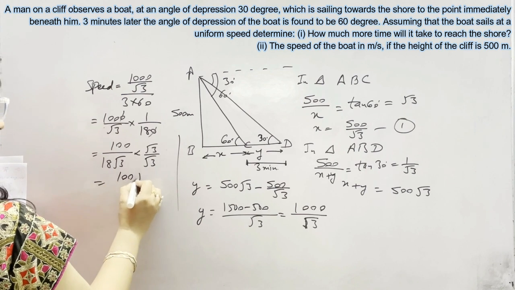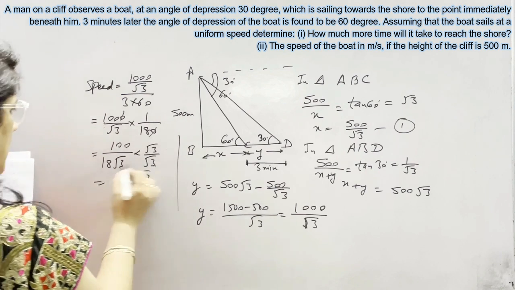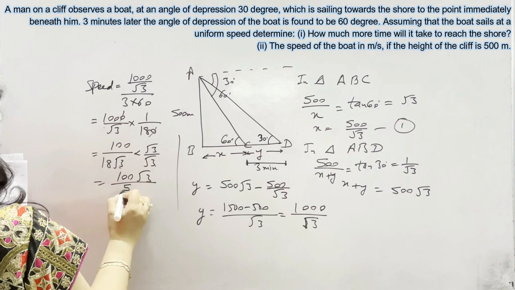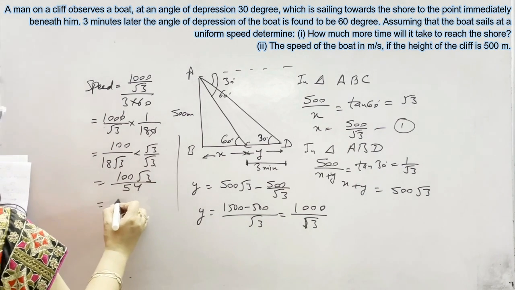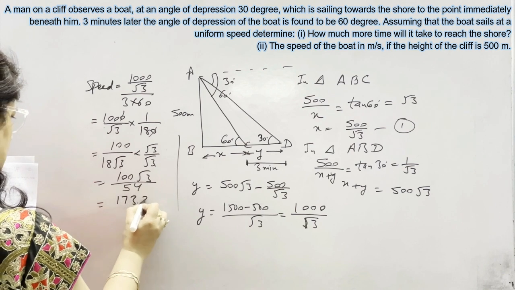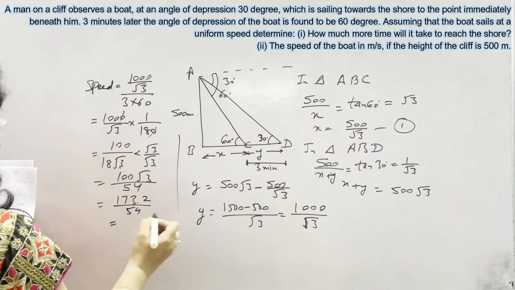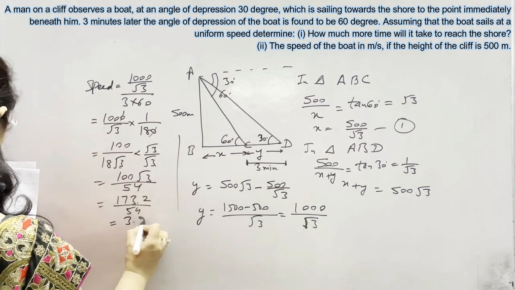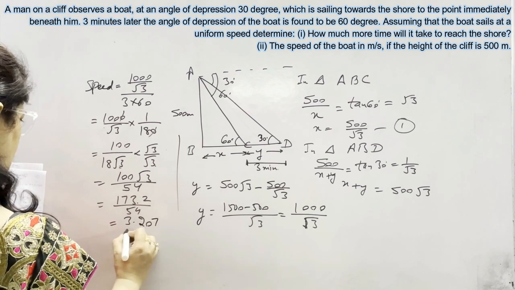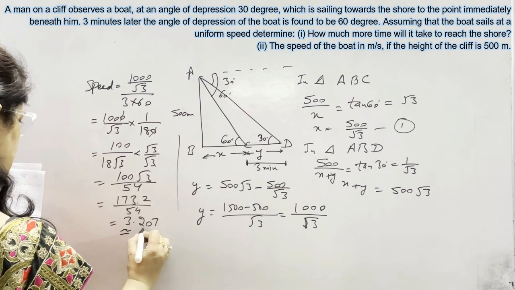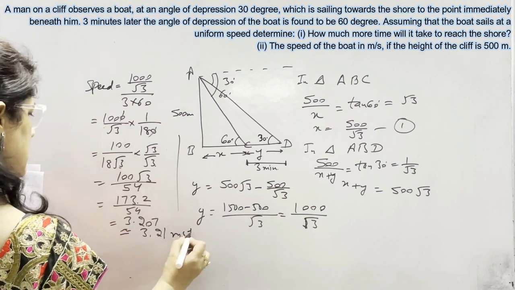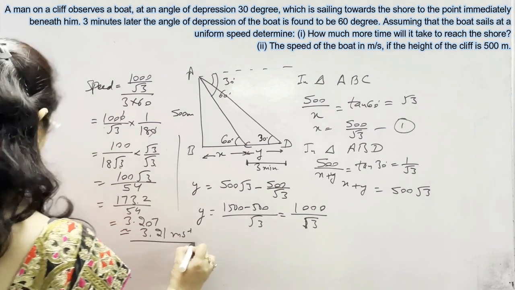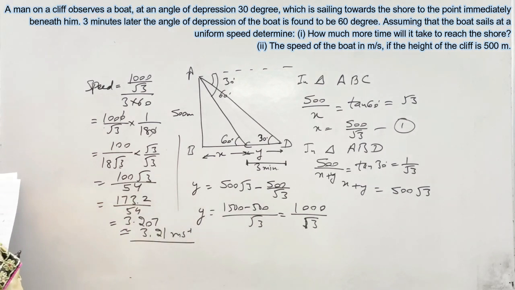So 100 under root 3. Now here 3 into 18. It means 54. So 1.732 into 100. It means 173.2 divided by 54 and 3.207, or you can say approximately 3.21 meter per second is the speed of the boat.